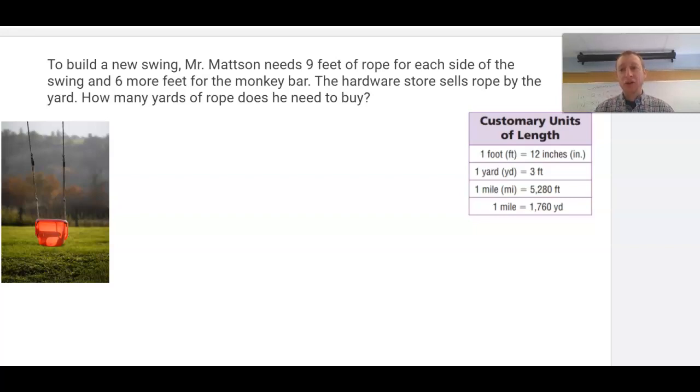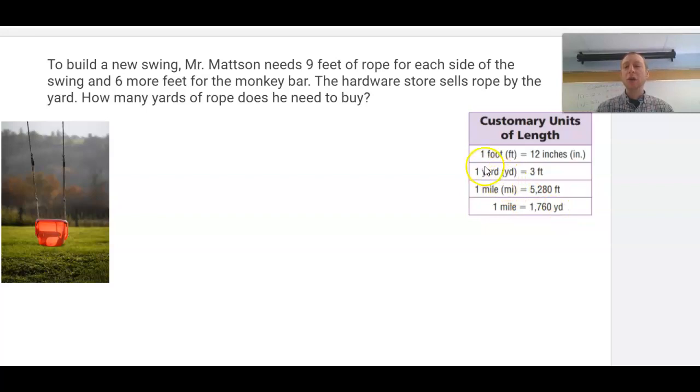All right. Today we're going to start with length, and we're going to be talking about customary units of length. When we say customary, we're talking about the units of length that we use here in America. That would be feet, inches, yards, and miles. All right, we'll be talking about metric later. That's the units that everyone else uses. But we're going to start with the units that we're most comfortable with.